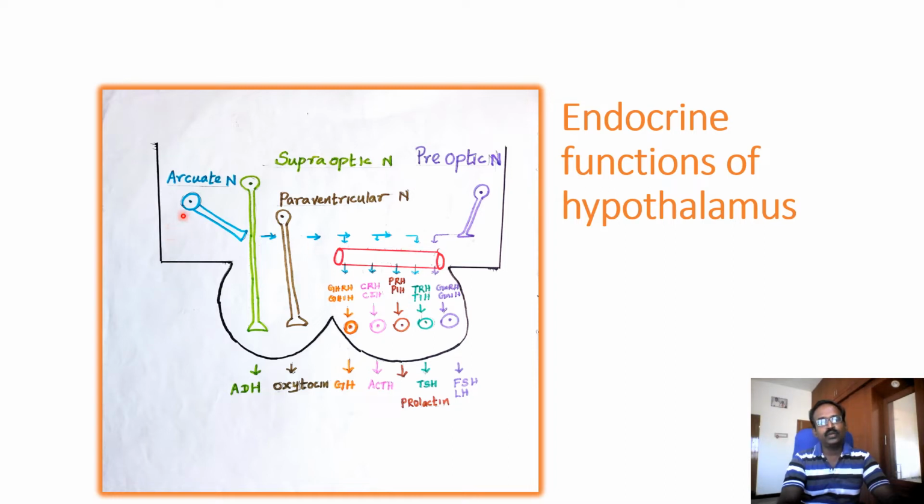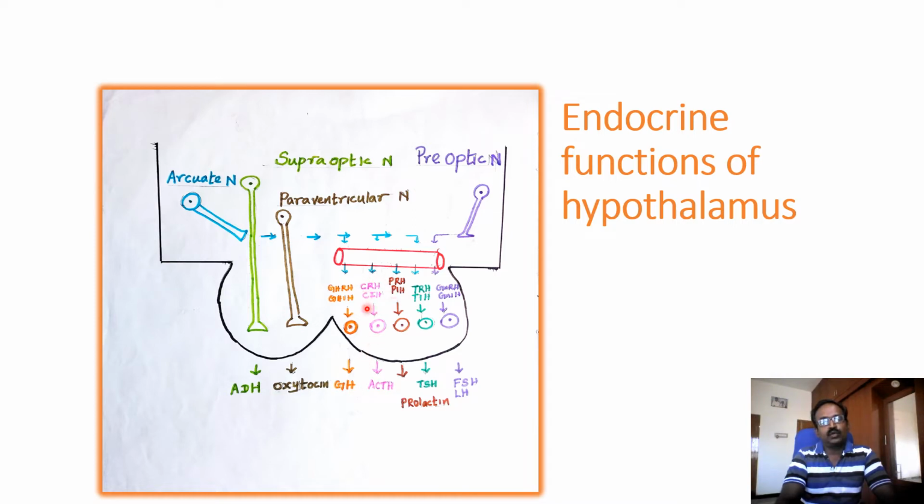The arcuate nucleus releases releasing and inhibitory hormones that stimulate the anterior pituitary to release hormones. The preoptic nucleus releases the gonadotrophin releasing hormone and gonadotrophin inhibiting hormone that act on the anterior pituitary, which releases the follicular stimulating hormone and luteinizing hormone. The arcuate nucleus releases the growth hormone releasing hormone and growth hormone inhibiting hormone or somatostatin that act on the anterior pituitary, which releases the growth hormone.